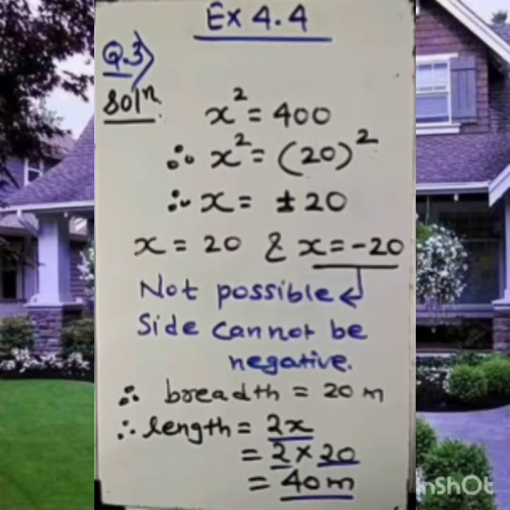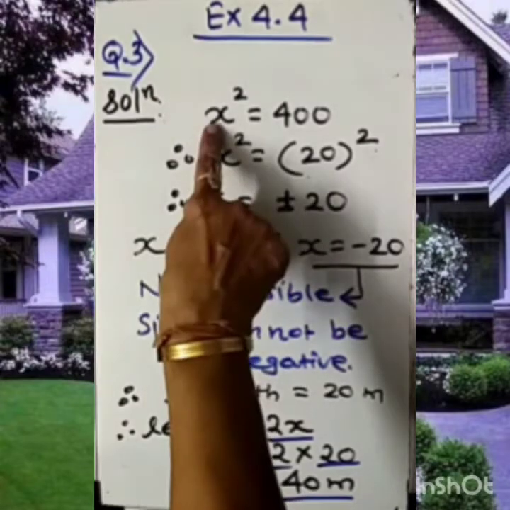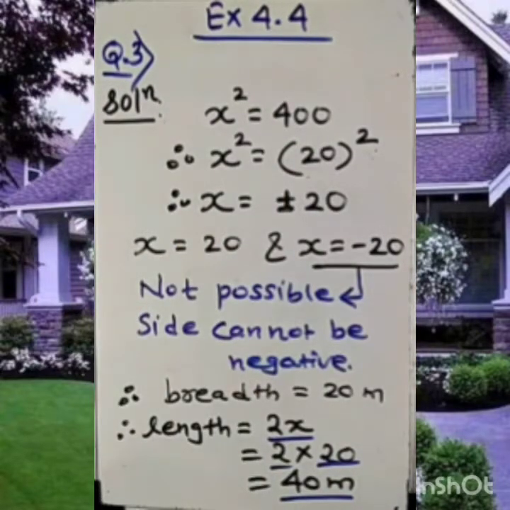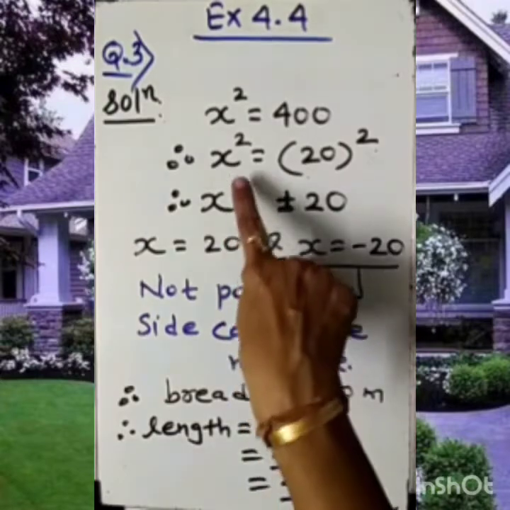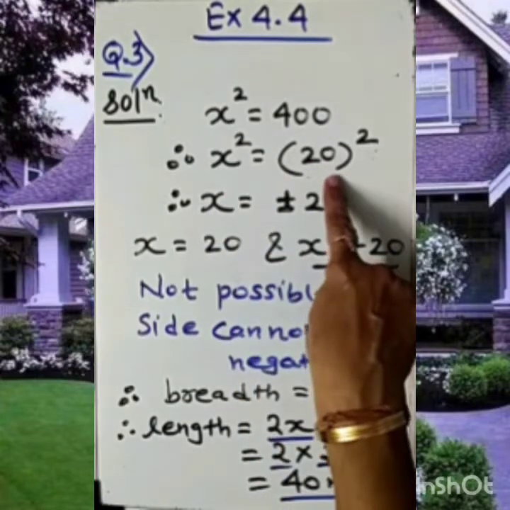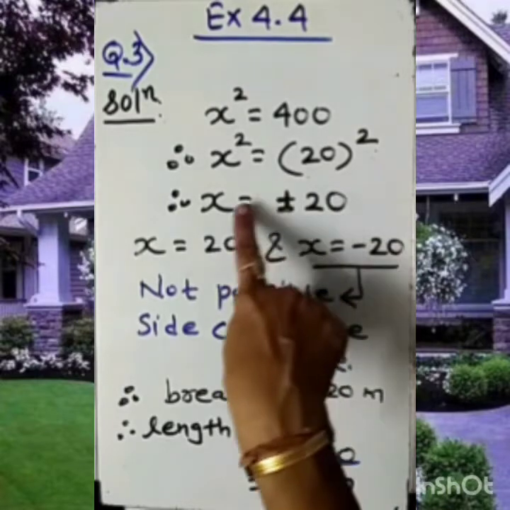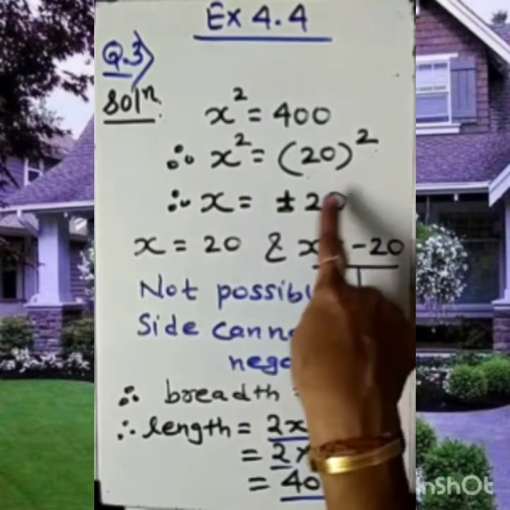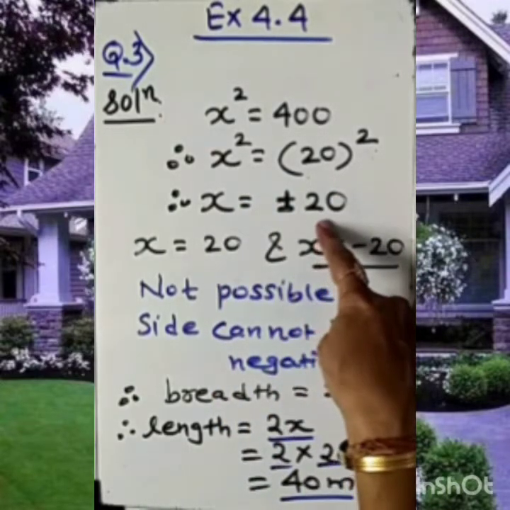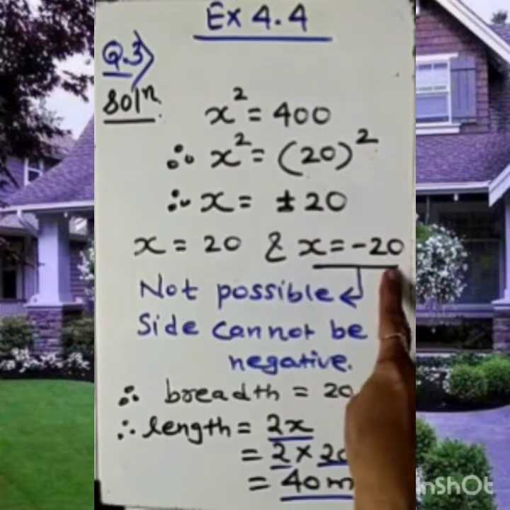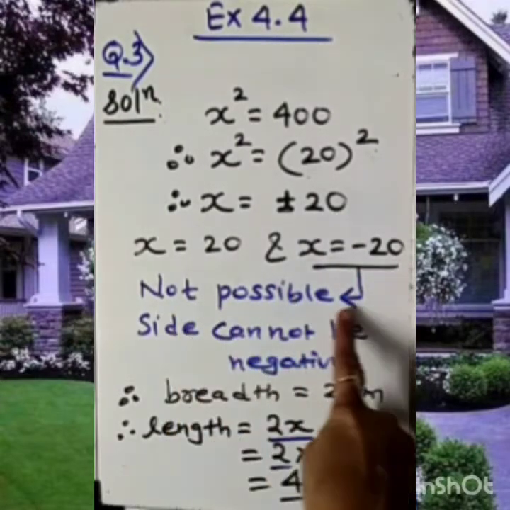In the beginning we have written area of a rectangle, that is length into breadth. So x into 2x equal to, we are given 800. So 2x square equal to 800. So x square equal to half of it, 400. Now we know the square root of 400 is a perfect square of 20. But as we know, when we are trying to find square root, the square of a negative number will also be 400. So it can be minus 20 also. But we know minus 20 is not possible.